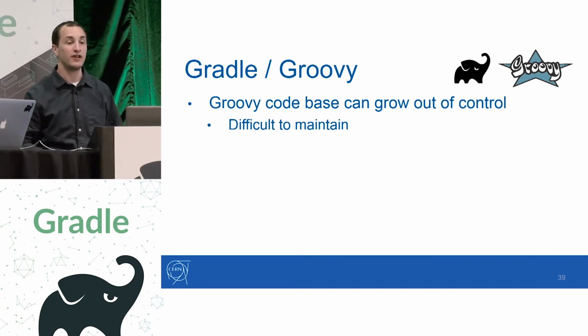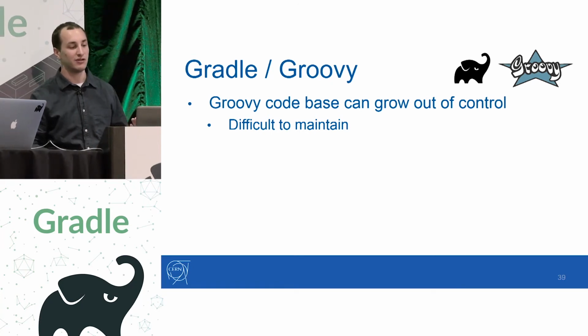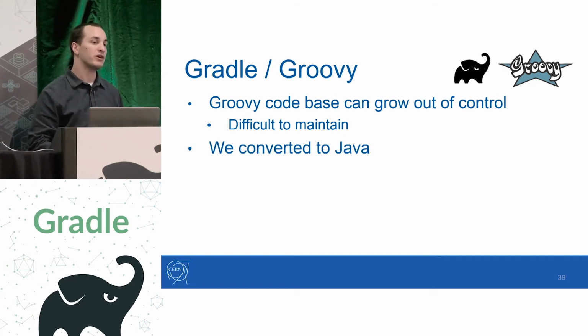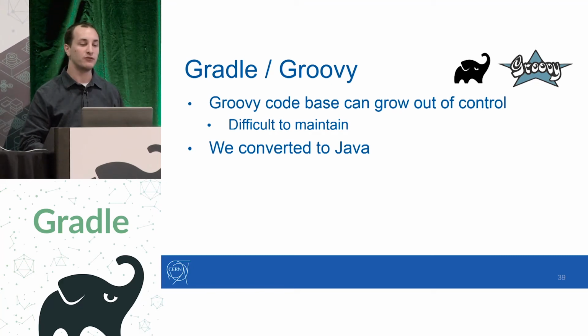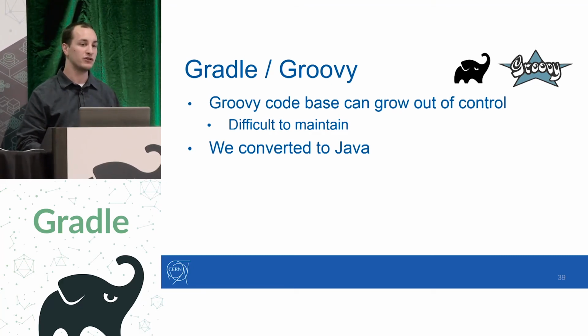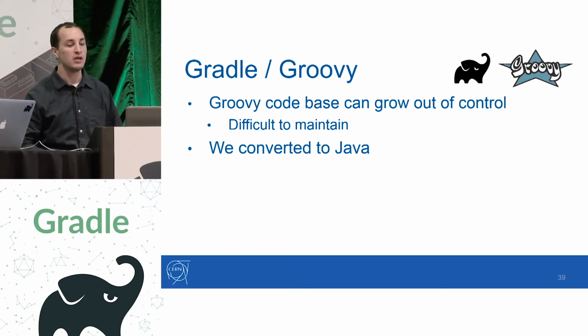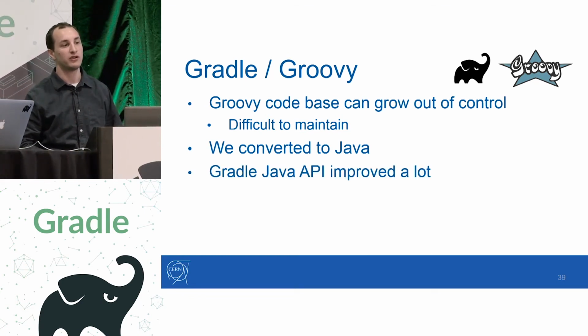The Groovy code is very flexible, but lacking static typing and all that, it's a bit more problematic when the codebase grows. So what we did is we went back to Java. But of course, this was a decision not only made later because we only realized later that it's a problem, but also because the Java API of Gradle improved a lot.